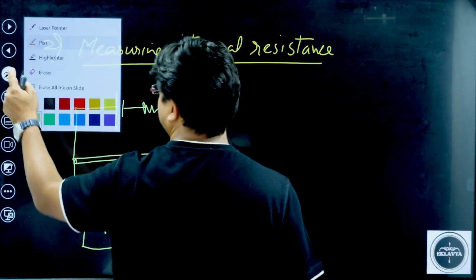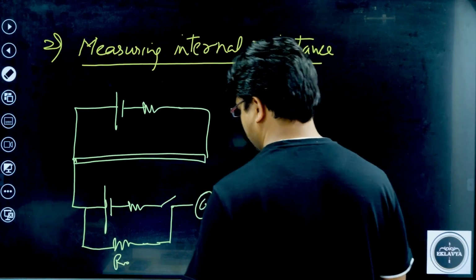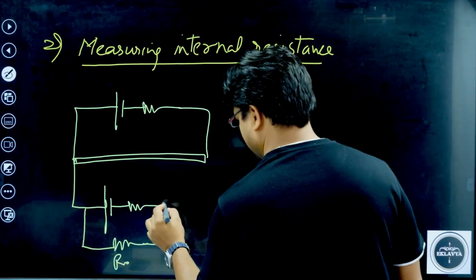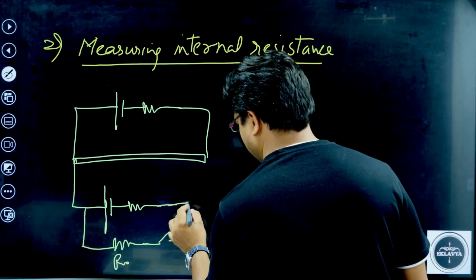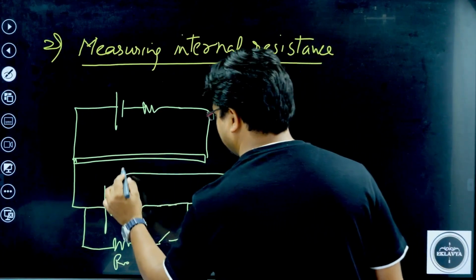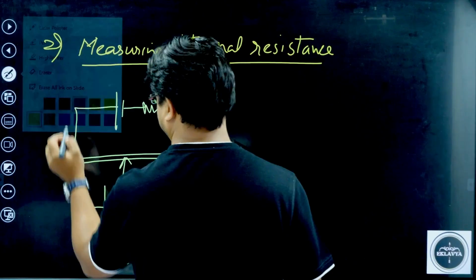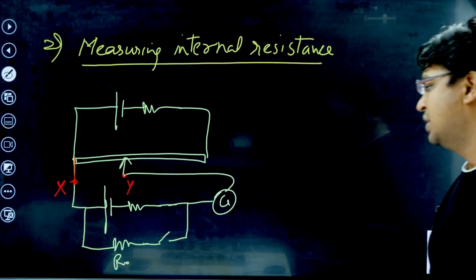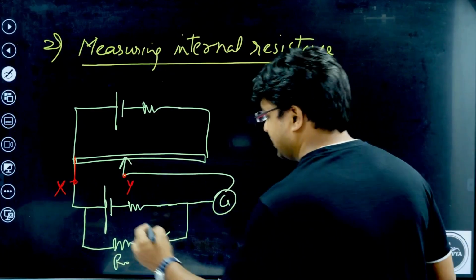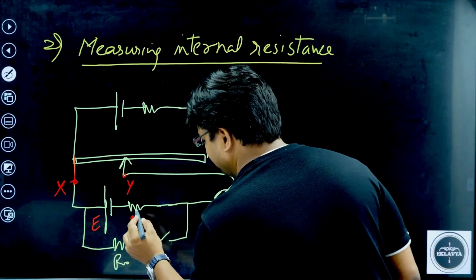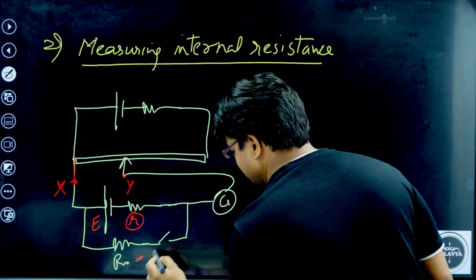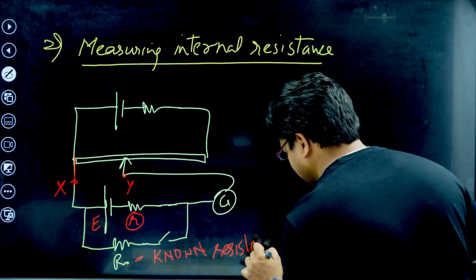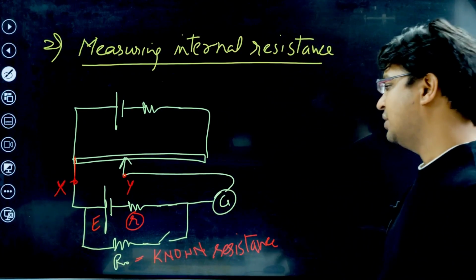Rather, I will place the switch at a different location. The switch will be kept here. This is your galvanometer and this is your jockey. Again, this point is X and this point is Y. When the switch is open, let's say this EMF is E and this is R, which we are trying to measure. R naught is a known resistance, we know it.